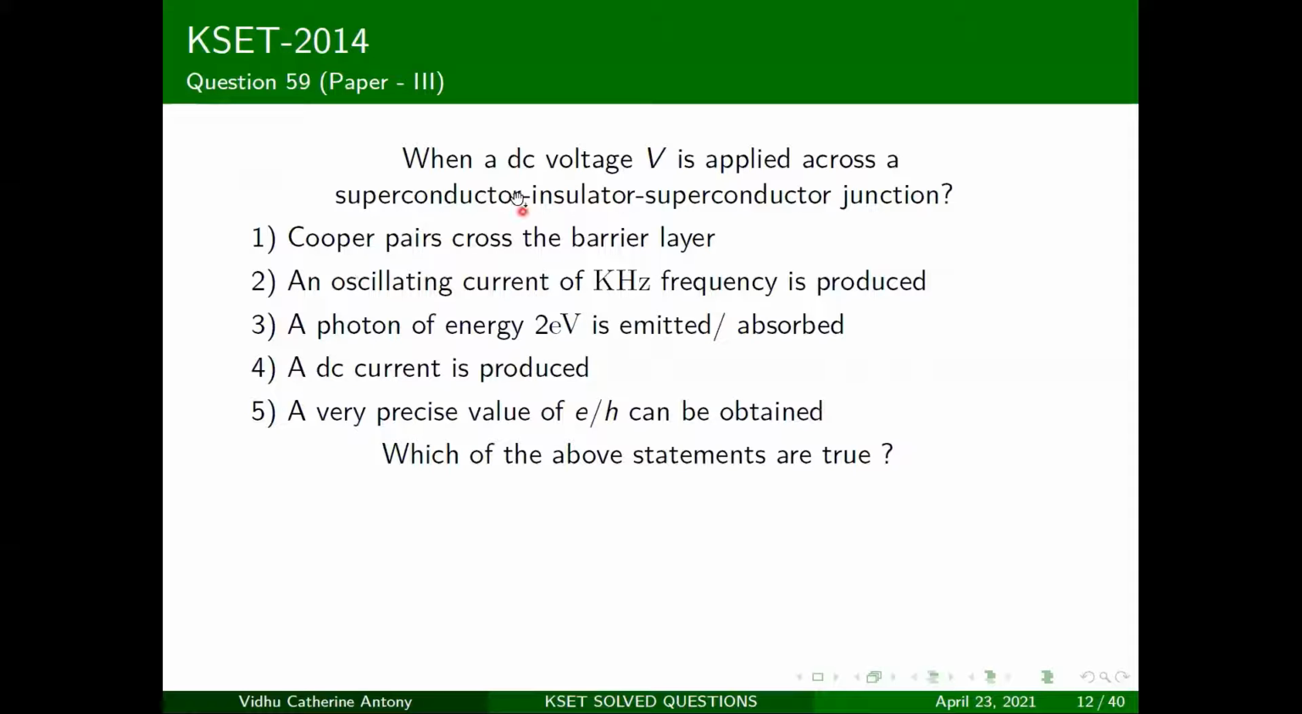Okay, so let's look at this. When a DC voltage V is applied across a superconductor, insulator, superconductor junction, what happens? You have several different statements and you need to pick out the statements that are true. Now this question has a bit of an issue. I think the solution to this question is wrong, and we'll discuss that as we go along. These are the different options that are given to you. This kind of junction is called a Josephson junction.